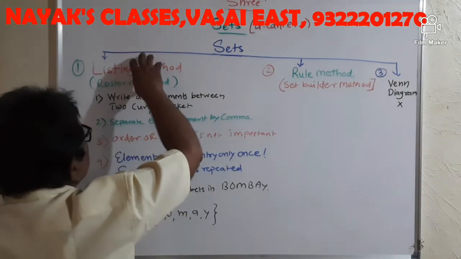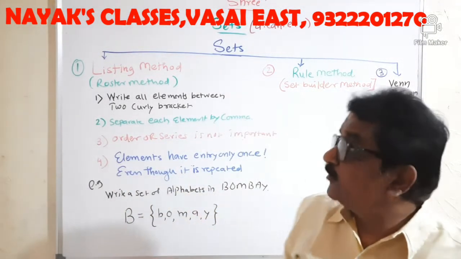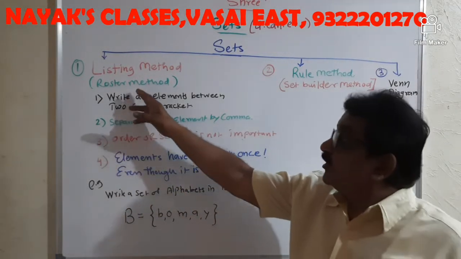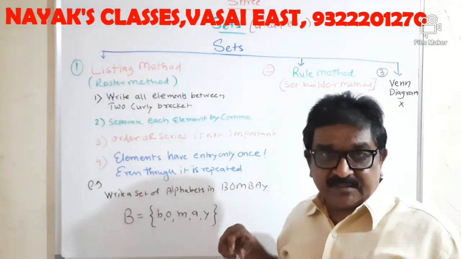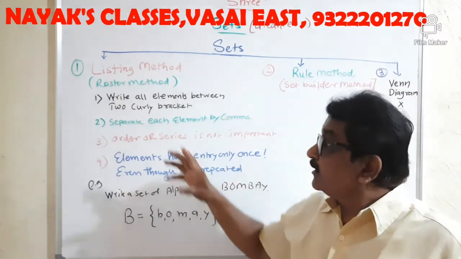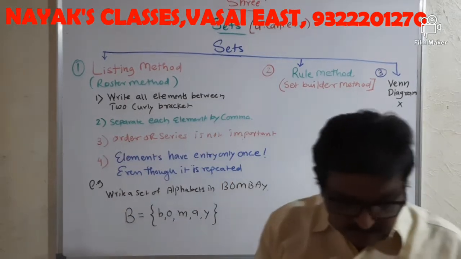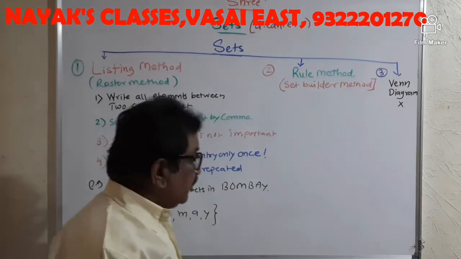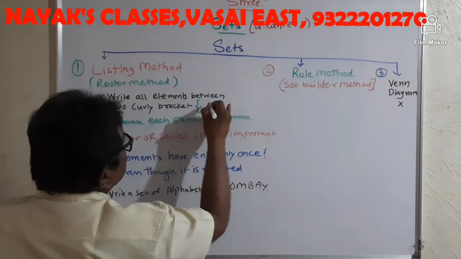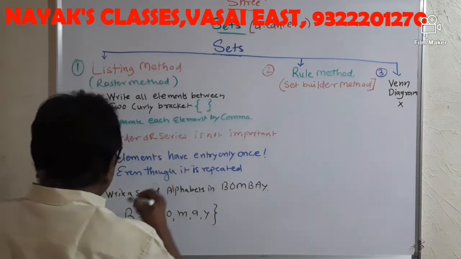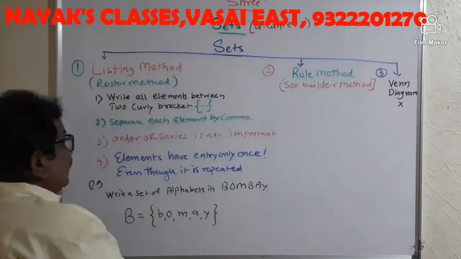So first is the listing method. You know elements, you know sets. So what are the rules of writing sets by the listing method? First, write all the elements between two curly brackets. This is the symbol of a curly bracket. All the elements should be between these two curly brackets.